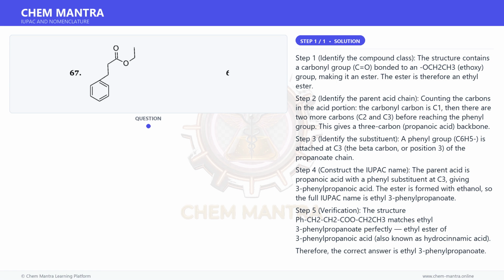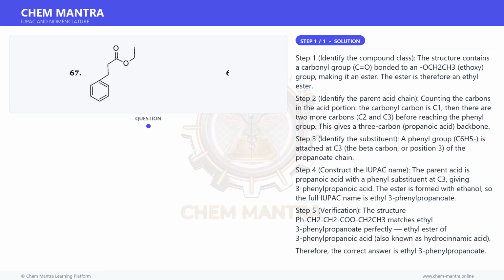Step 2. Identify the parent acid chain, counting the carbons in the acid portion. The carbonyl carbon is C1, then there are 2 more carbons, C2 and C3, before reaching the phenyl group. This gives a 3-carbon, propanoic acid, backbone.